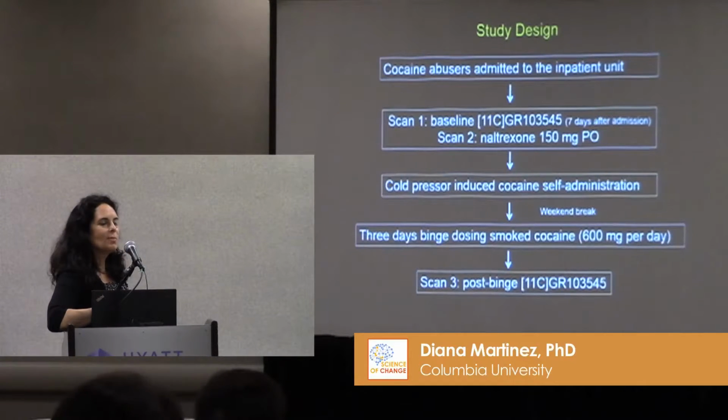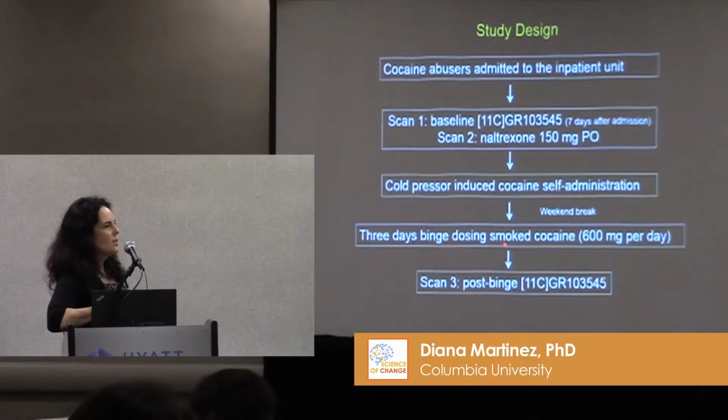These are similar to the previous sessions, although in this case, instead of giving people a priming dose of cocaine, we gave them a stressor, and that was a cold pressor test. After that, we binged them on cocaine for 3 days, so we had them in the laboratory taking 600 milligrams a day of cocaine morning and evening, and we scanned them again.